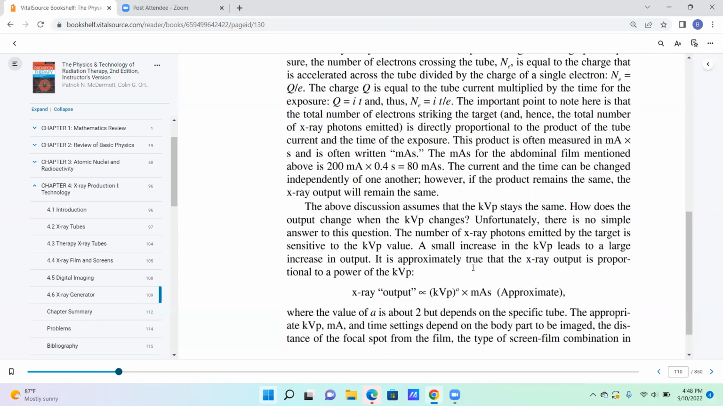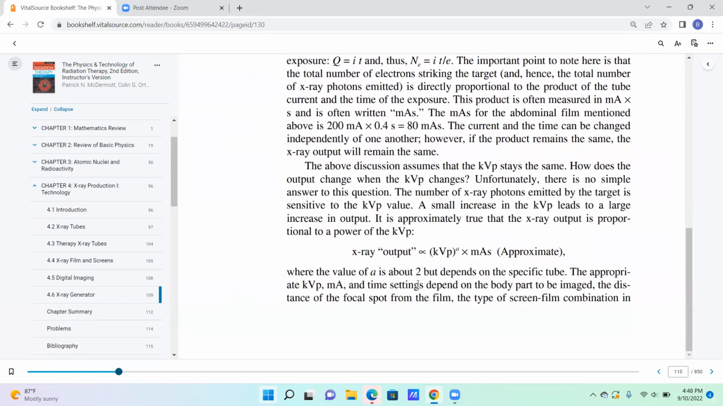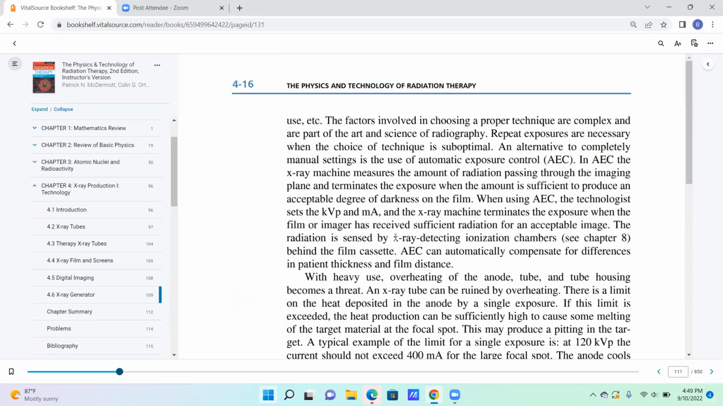The number of X-ray photons is sensitive to this kVp value. A small increase leads to a large increase in output. So we can see the proportionality here. So we've got a lot of factors here that we have to take into consideration for each individual machine. So an alternative to completely manual settings is the use of the AEC, and then the X-ray machine measures the amount of radiation passing through and terminates the exposure when the amount is sufficient to produce an acceptable degree of darkness on the film.